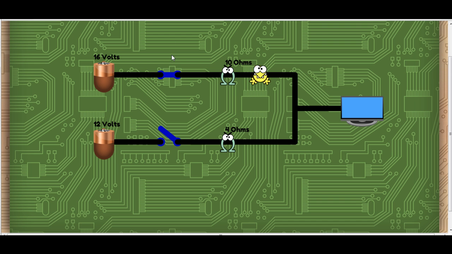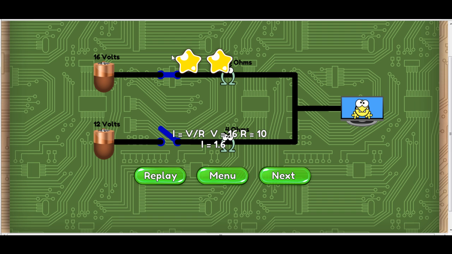Once you've chosen a path, you get stars based on how good a path you have chosen. If you have chosen the best path in the circuit, you get 3 stars, 2 stars for the second best path, and 1 star is awarded for all other paths. You can see that in this case, we chose the second best path, and so we got 2 stars.